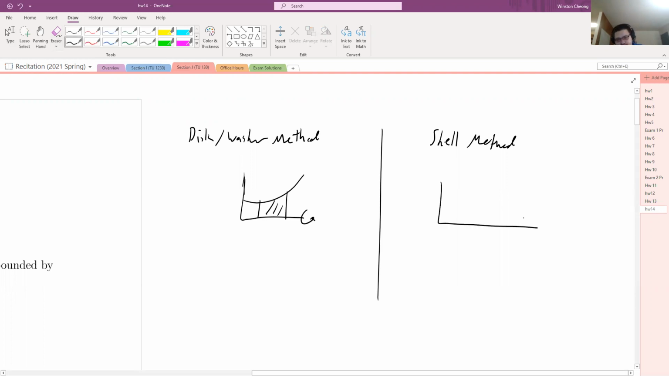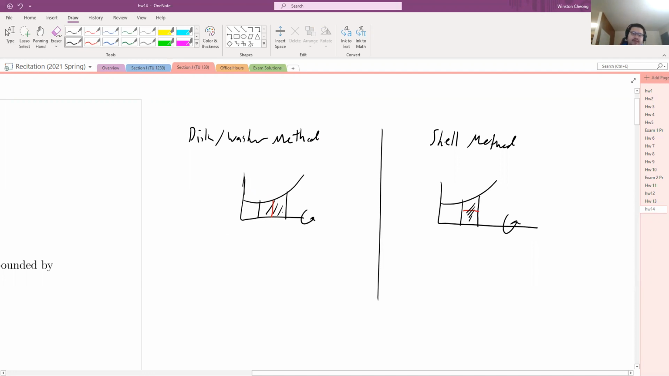And we still have the same thing. Here, maybe I shouldn't have made that so long, but whatever. The primary difference between disk/washer and shell is what we consider as our thing to keep track of for creating the three-dimensional shape. Didn't mean to erase that.